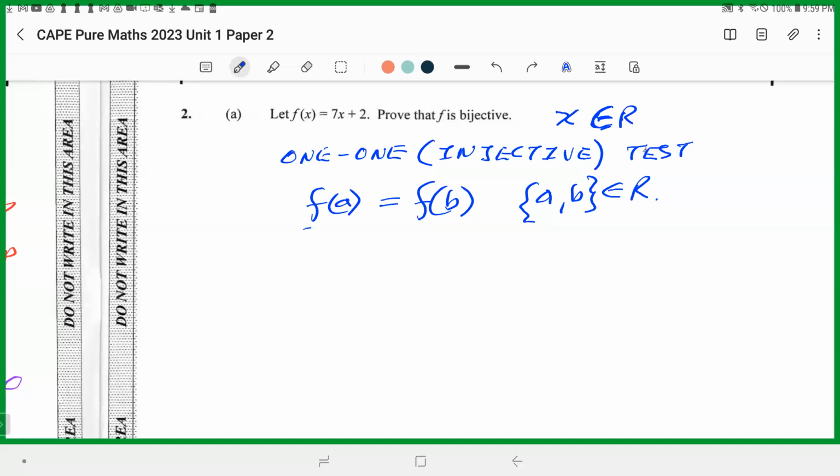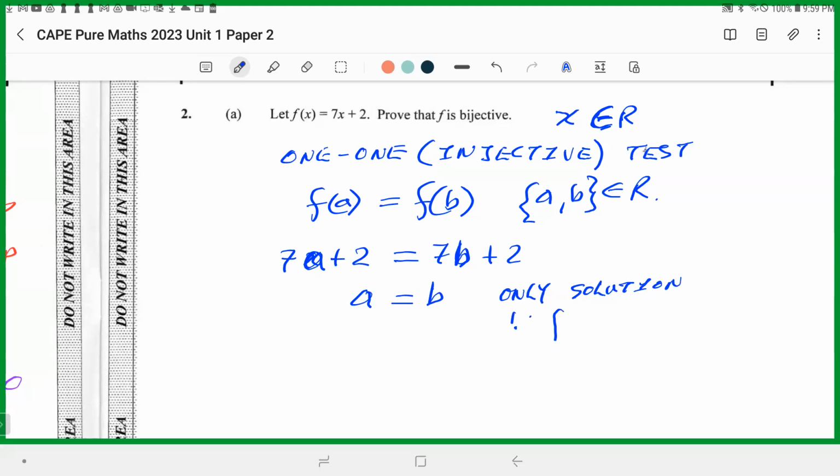So the f of a on this side would be 7a plus 2. And the f of b on this side would be 7b plus 2. So clearly this is going to give you a equals b, because the 2's cancel and they divide by the 7. Right? So the only solution is a equals b. A equals b is our only solution. Therefore, the f function is injective, one-to-one.